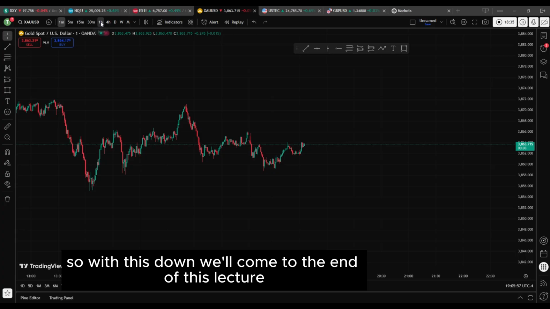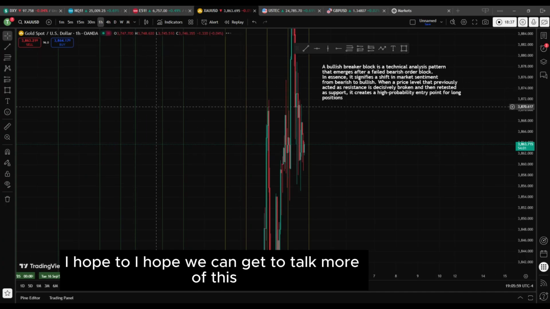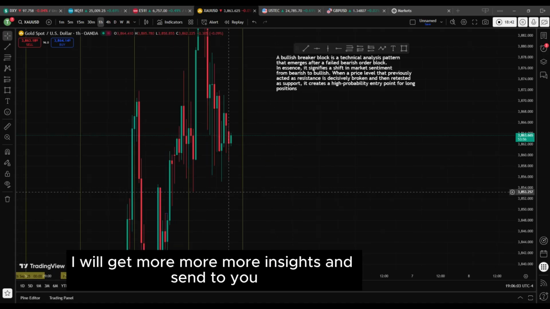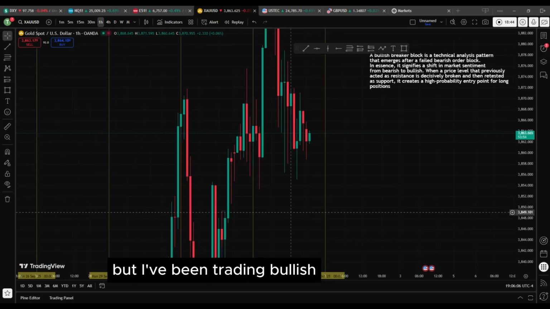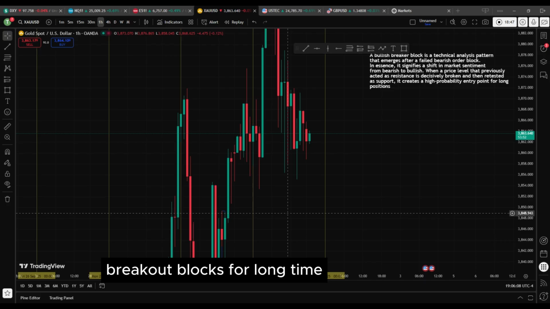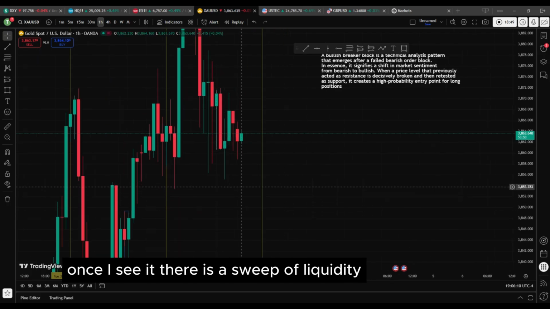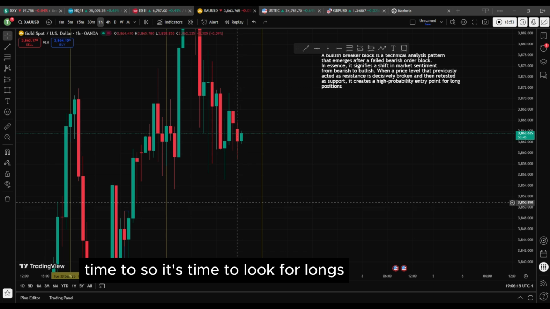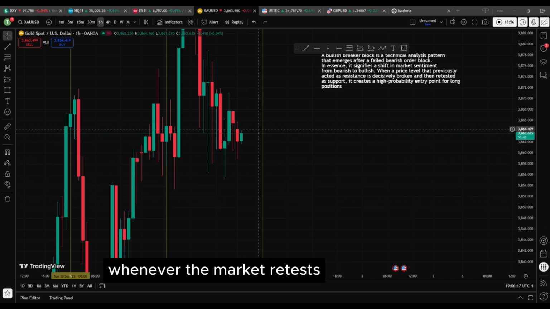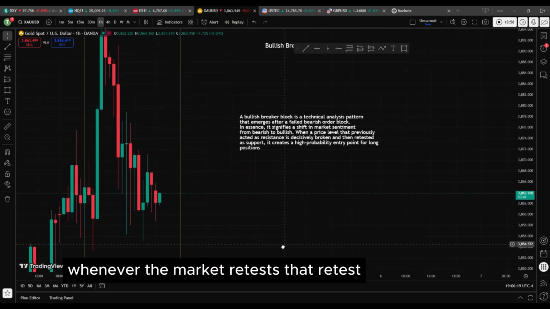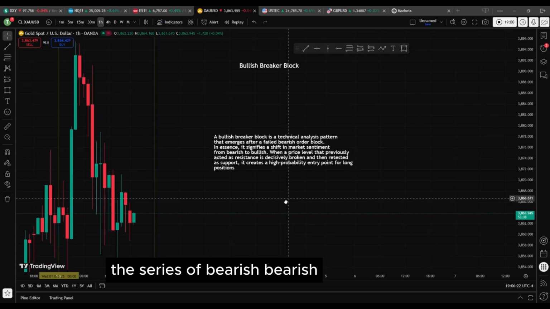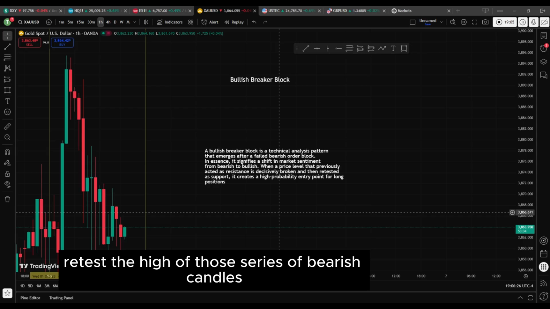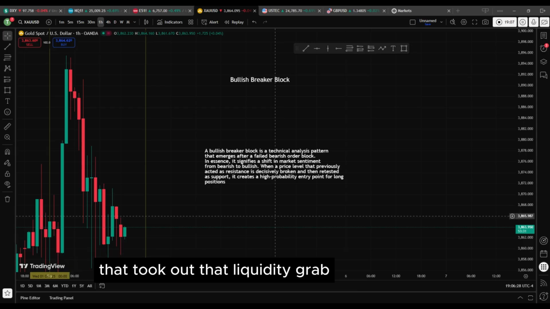So with this, we'll come to the end of this lecture. I've been trading bullish breaker blocks for a long time. Once I see there is a sweep of liquidity, that's a good setup. It's time to look for longs whenever the market retests the high of that series of bearish candles that took out that liquidity.